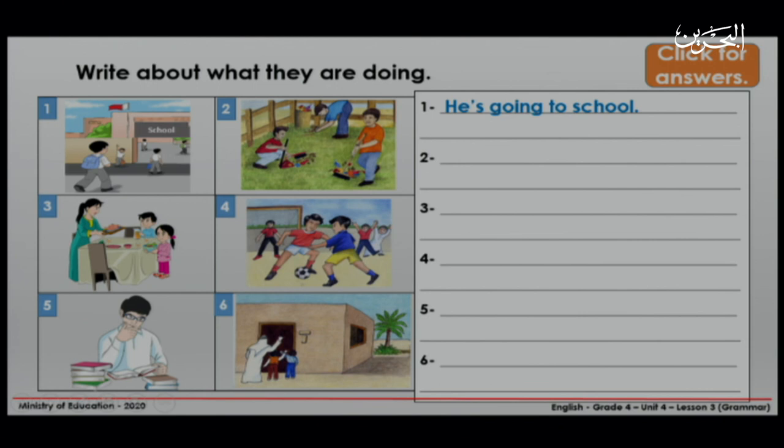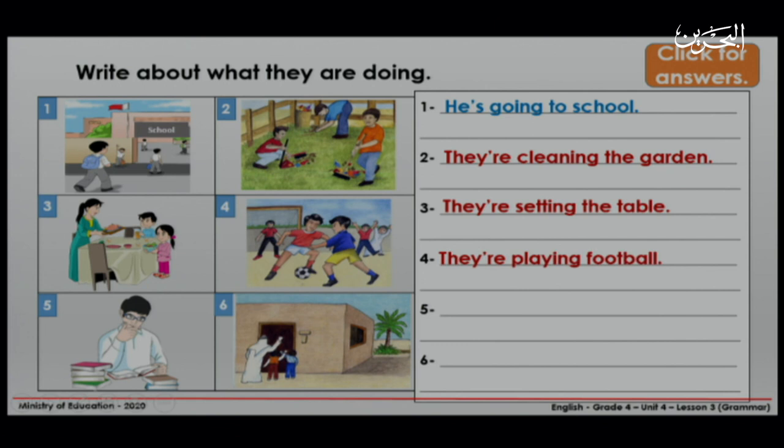Now, let's look at picture number two. What are they doing? Excellent. They're cleaning the garden. Let's look at picture three. What are they doing? Well done. They're setting the table. Now let's look at picture four. What are they doing? Well done. They're playing football.